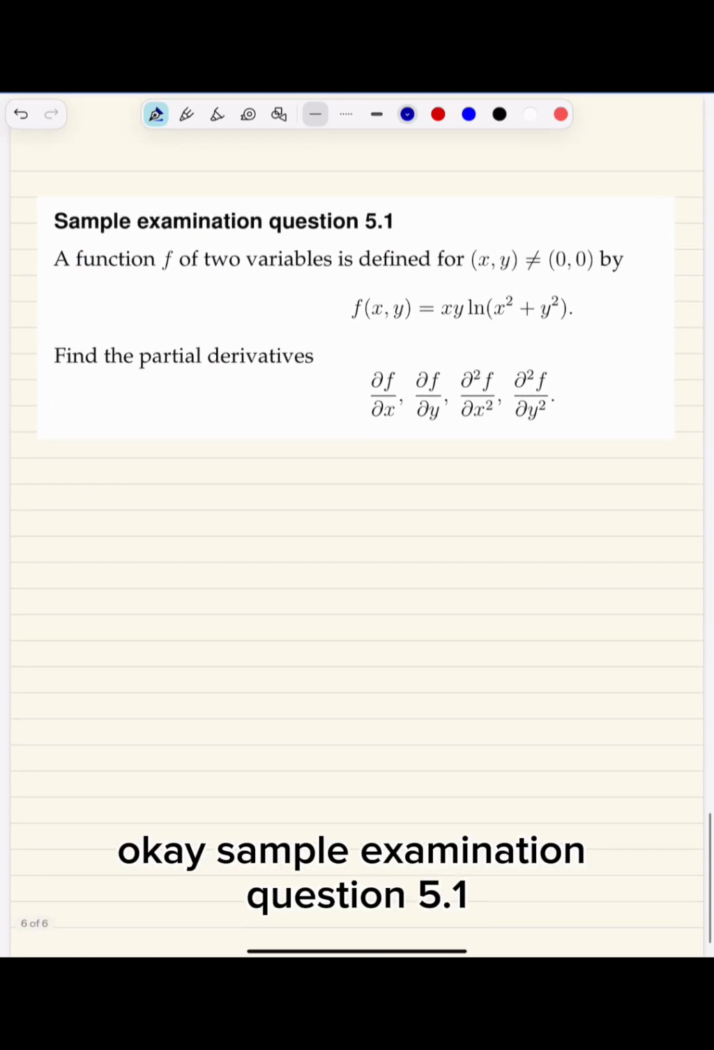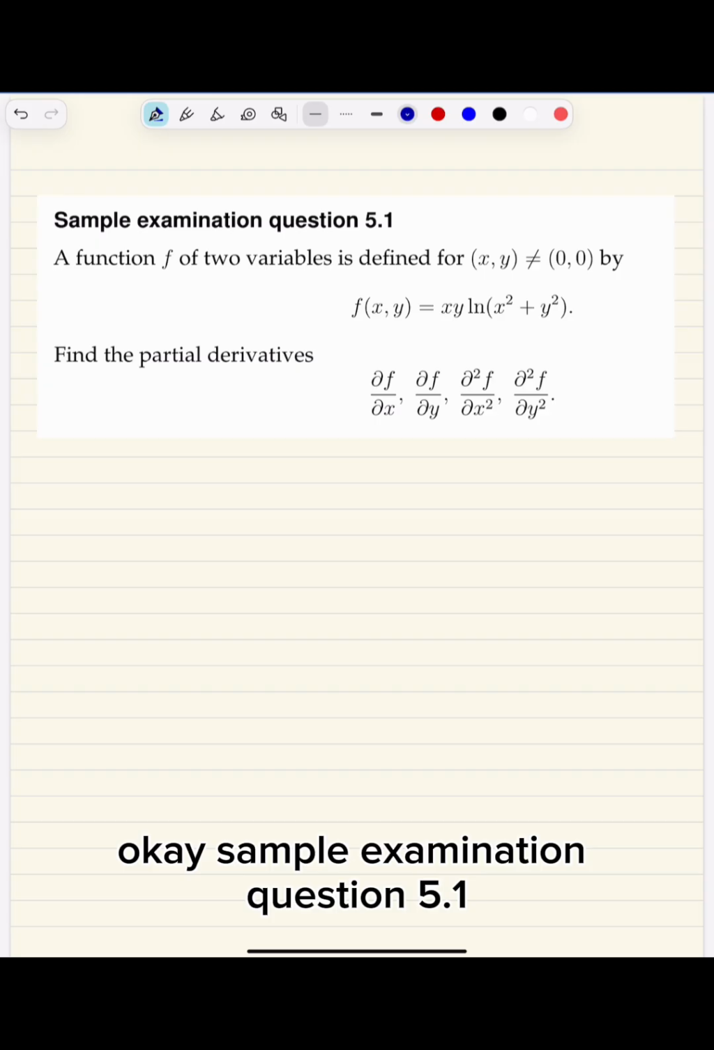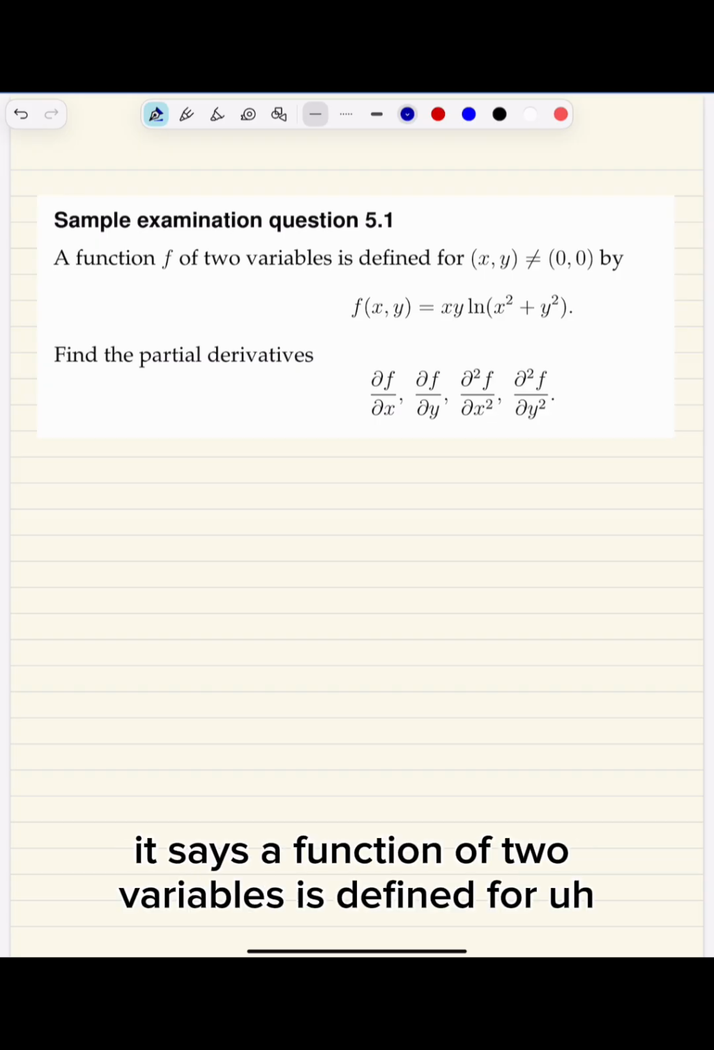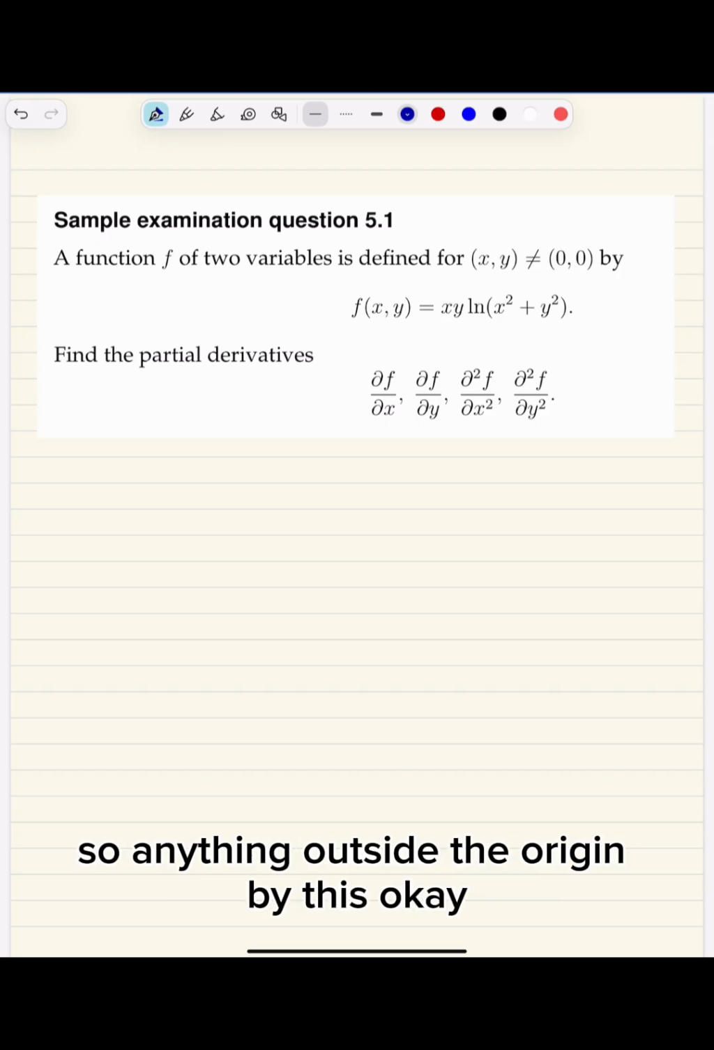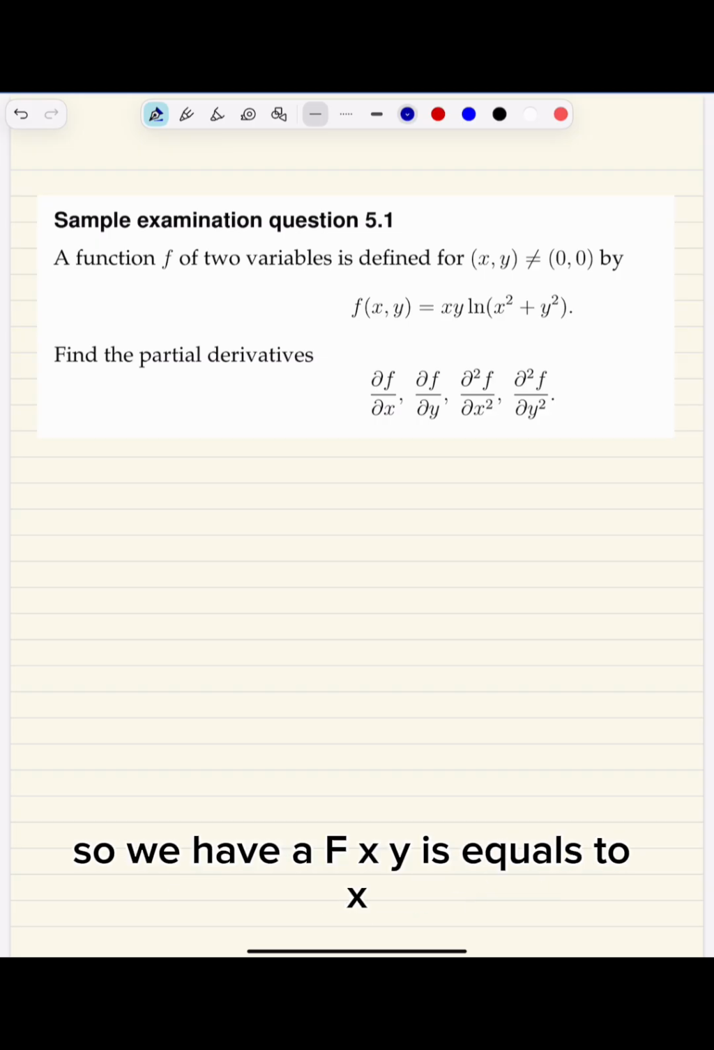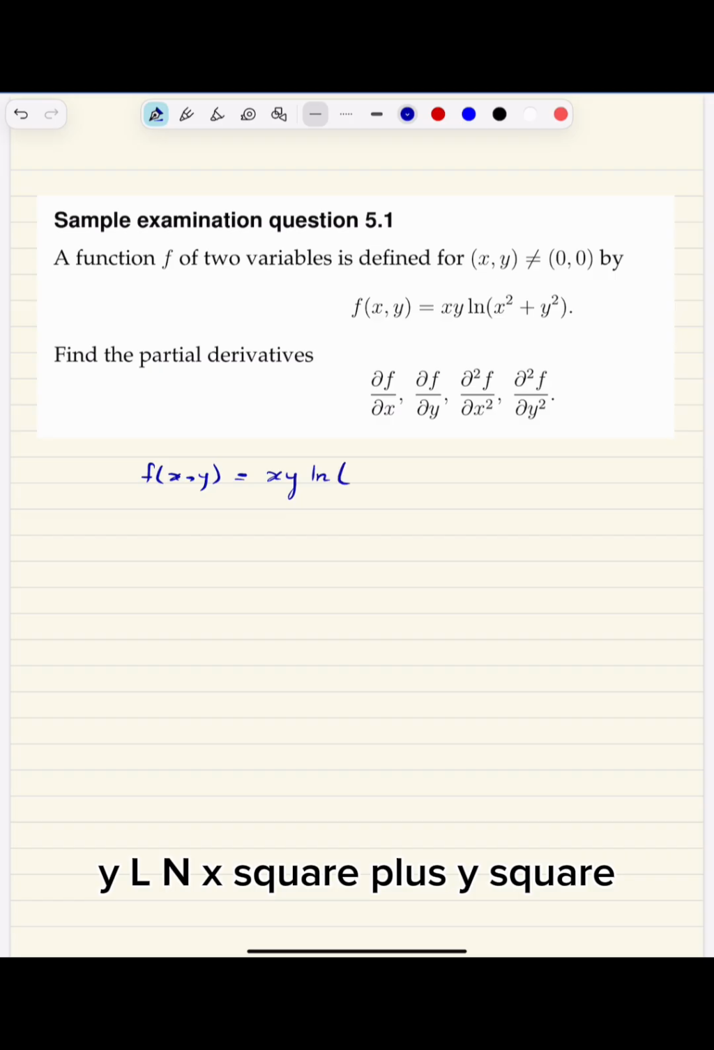Okay, sample examination question 5.1. Let's try to do this. It says a function of two variables is defined for x and y, where you're not allowed to use 0, so anything outside the origin. We have f(x, y) = xy ln(x² + y²).